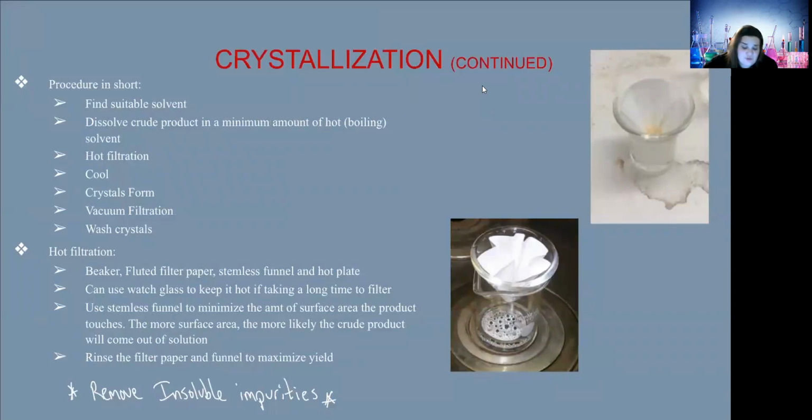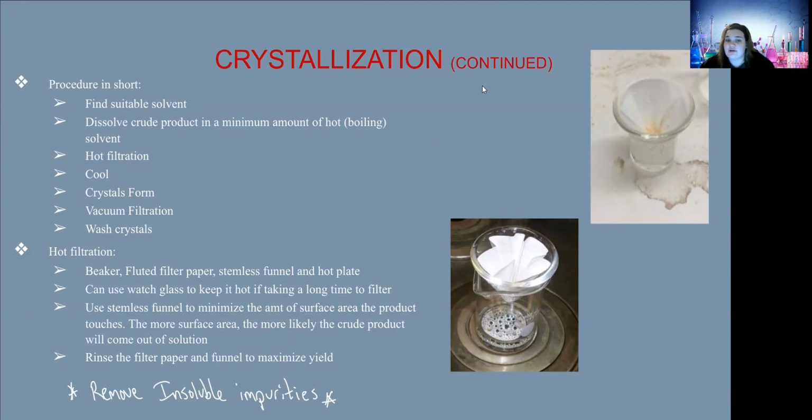So here I just have a short summary of the procedure that you followed. First, you found a suitable solvent. Those were your solvent trials, right? You had to pick between, I think, toluene, ligroin, and ethanol. Those were the three. Then you used water. We used water because it was the best solvent for this experiment. From there, you dissolved your crude product in a minimum amount of hot boiling water or solvent. Once you had dissolved it all, you then performed hot filtration.